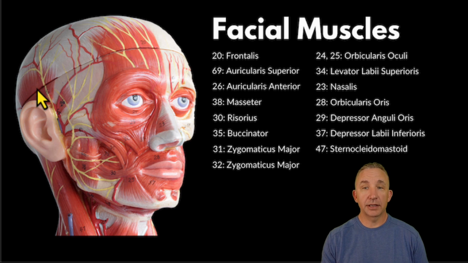Frontalis, Auricularis superior, Auricularis anterior, my Orbicularis oculi. I come down to Nasalis, Levator Labii superioris, Zygomaticus minor, Zygomaticus major, Buccinator, Masseter, Risorius, Orbicularis oris. Then I go down to Depressor anguli oris, Depressor Labii inferioris, and Sternocleidomastoid. This is a review of facial muscles.